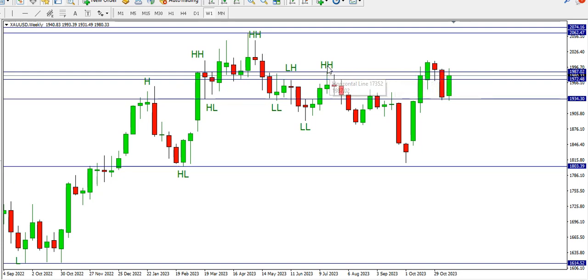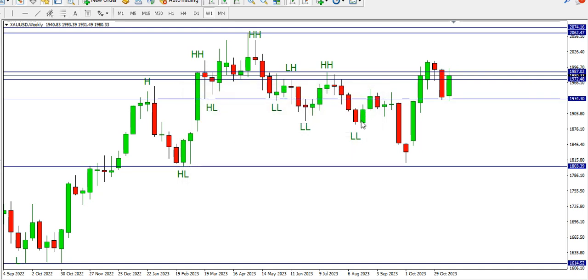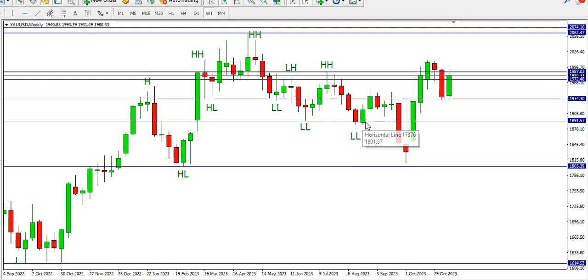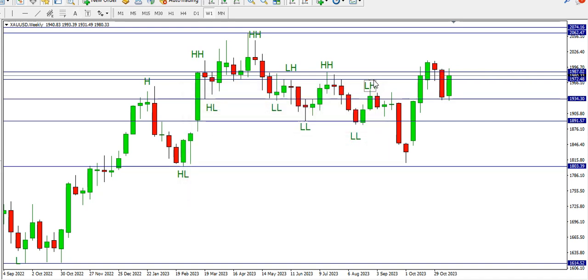Okay, now price dropped to give us a lower low. This low is lower than this low, so I'm going to tag this point as lower low. We have a break of structure. The break of this particular structure happened here, but it didn't survive that much. Rather, price reversed for us to have a lower high around here, and tag this point lower high. Okay, we have a lower high.